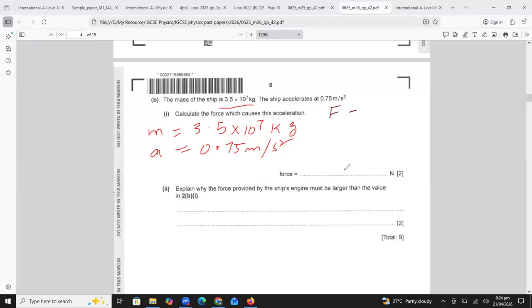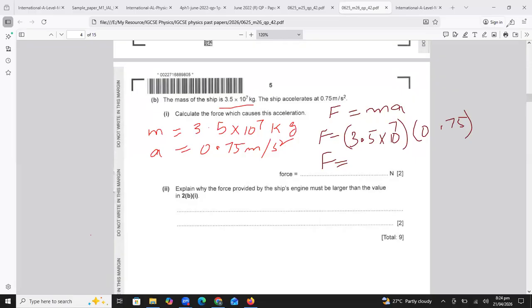Exactly. F is equal to ma. Well done. So we will use Newton's second law of motion to calculate the resultant force. F is equal to ma. The mass of the ship is 3.5 times 10 raised to the power 7, and the acceleration is given as 0.75. Now multiply both of them, everyone, and tell me what answer we are getting.